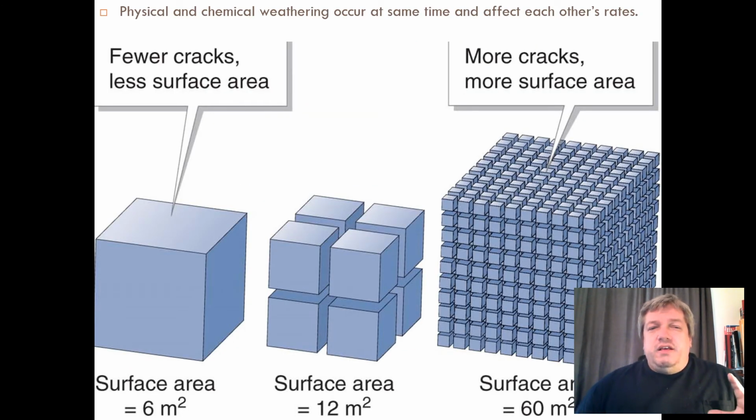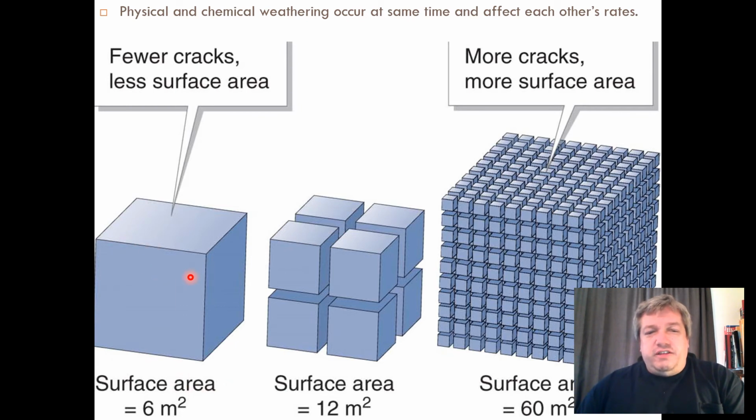But here's the thing. They can work together. So here is one rock. And this rock is 2 meters on each side, or 6 feet by 6 feet by 6 feet. So the rock is 6 meters square surface area.